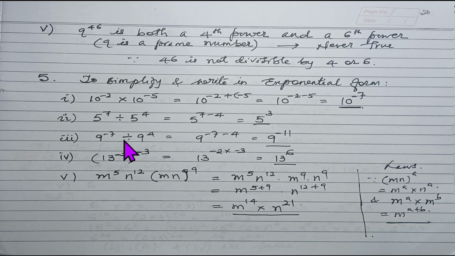that is 5 cube. Then again division, 9 raised to minus 7 minus 4, that is 9 raised to minus 11. And 13 raised to minus 2 raised to minus 3: a raised to m raised to n is a raised to mn, and therefore it will be minus 2 into minus 3, that is 13 raised to 6.